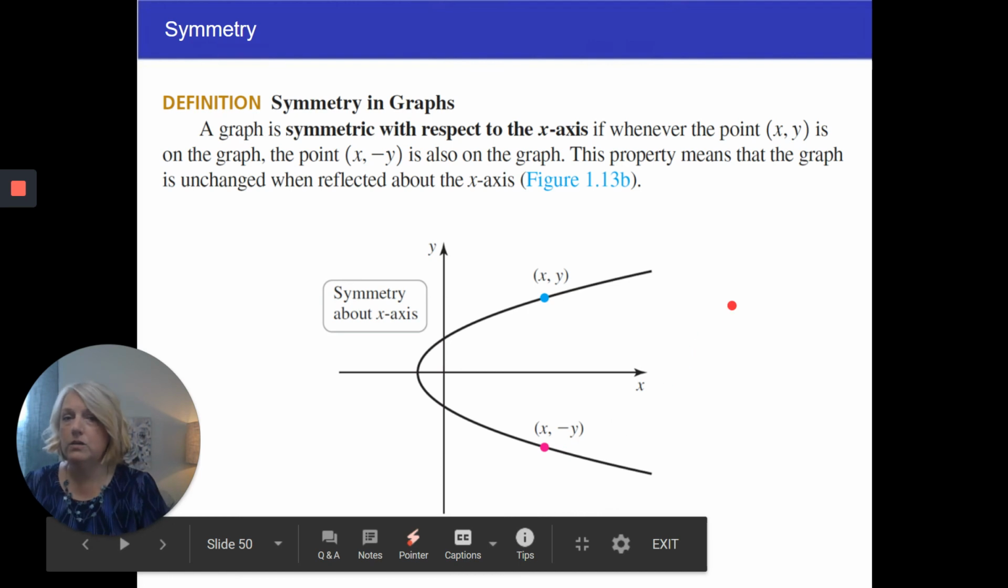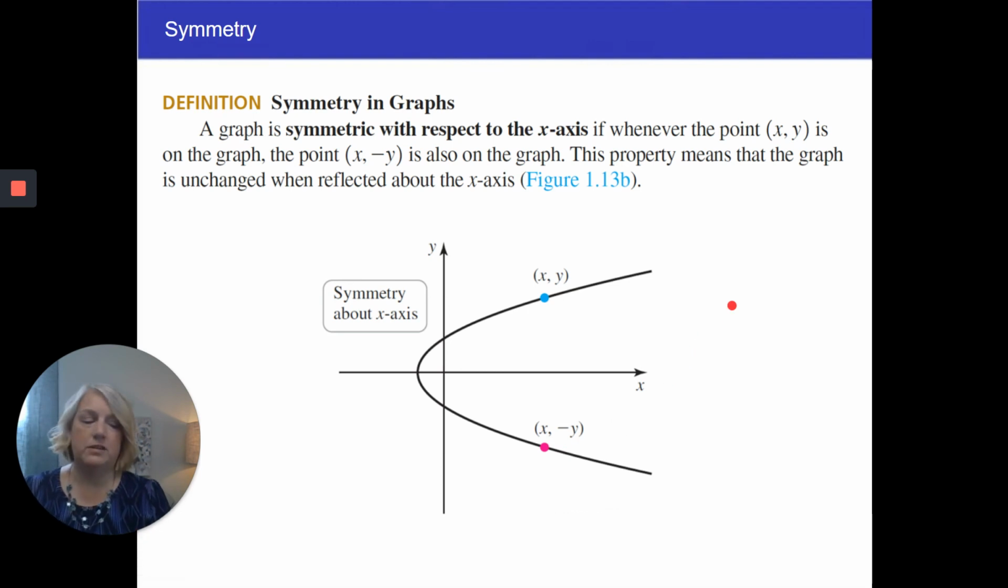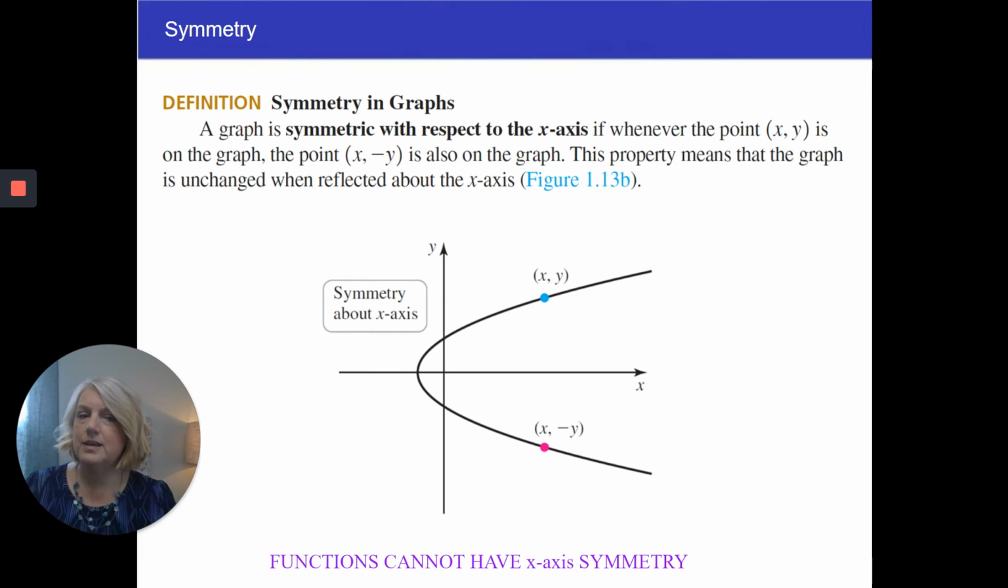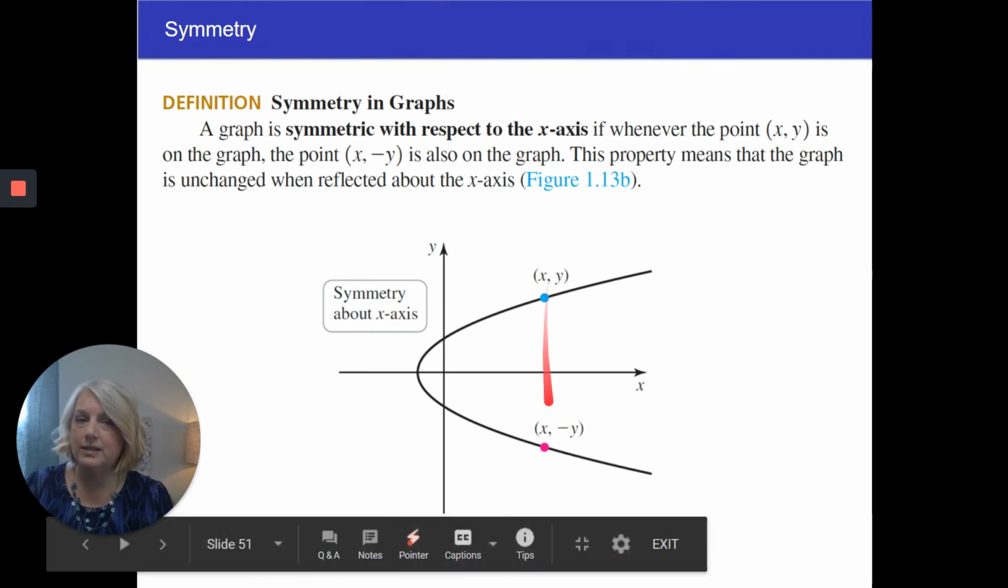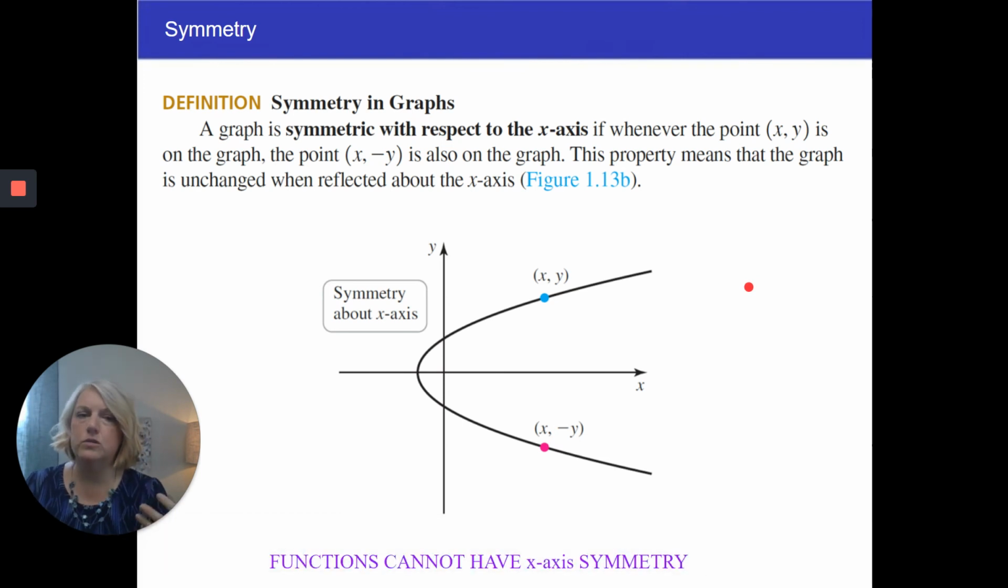Now, I will tell you that if you're looking at this type of symmetry, it does not exist for functions, because this would not pass the vertical line test. It would always have matching points above each other like that. So this doesn't happen for functions, but it could happen in relations, circles, sideways parabolas, hyperbolas, things like that that we might look at later on.